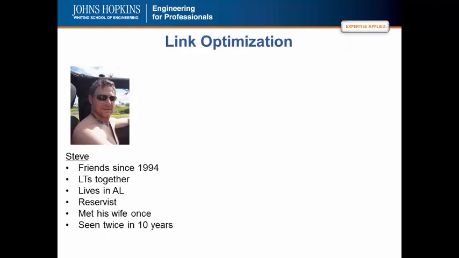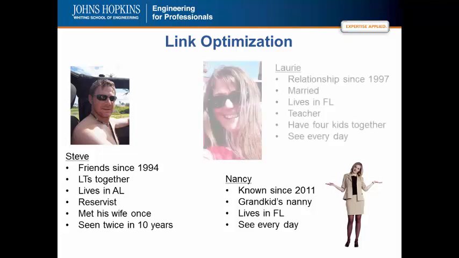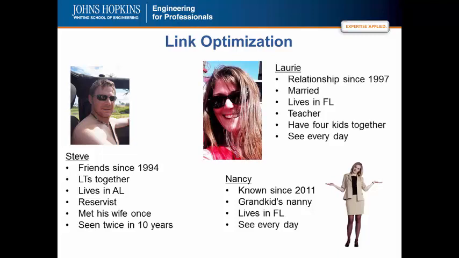We're now going to pull all of this together and discuss link optimization. I'm going to give you an example. Steve is a friend of mine since 1994. We were lieutenants in the Army together. I haven't seen him in a long time. Nancy is my grandkid's nanny. Lives in Florida. See her every day. My wife, we've been married for almost 20 years. Also lives in Florida. See her every day.